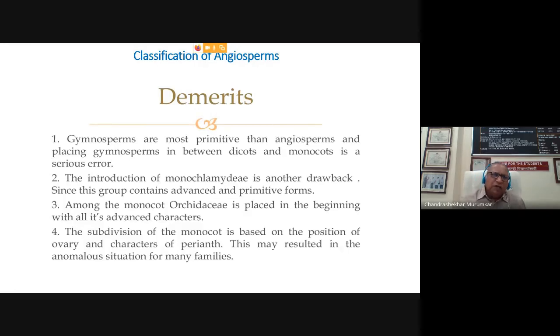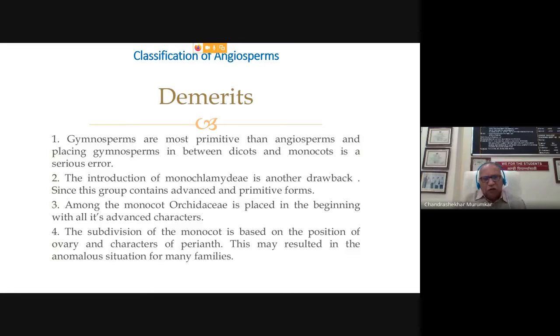Now the major limitation, as I told you, is that they placed the gymnosperms in between the angiosperms, that is in between the dicots and monocots. That was a major mistake. And obviously they could not rectify this. And all the taxonomists later accepted that this was a serious mistake they had made.